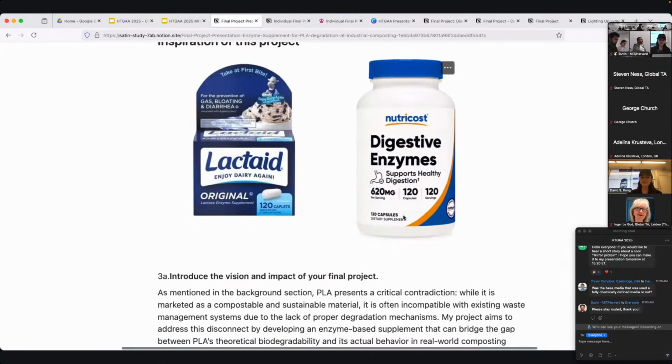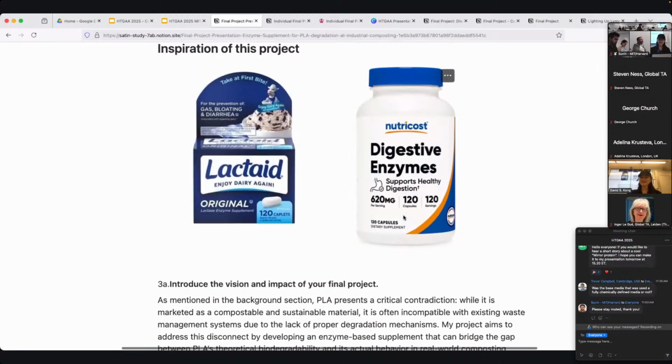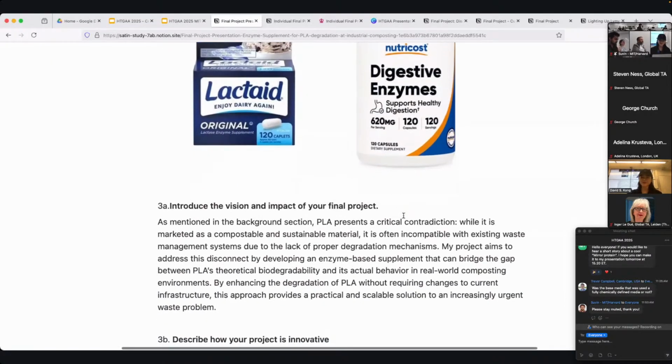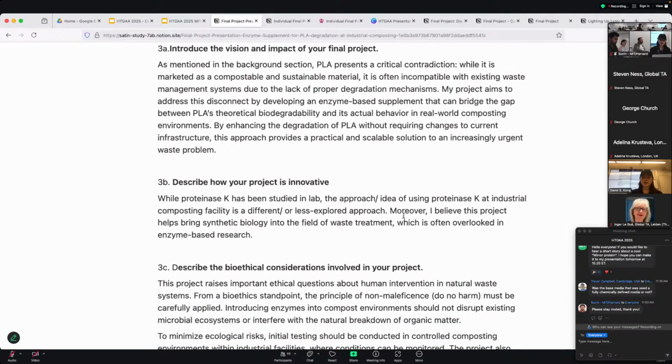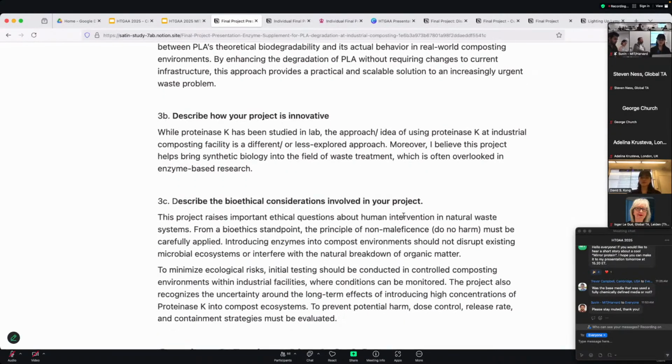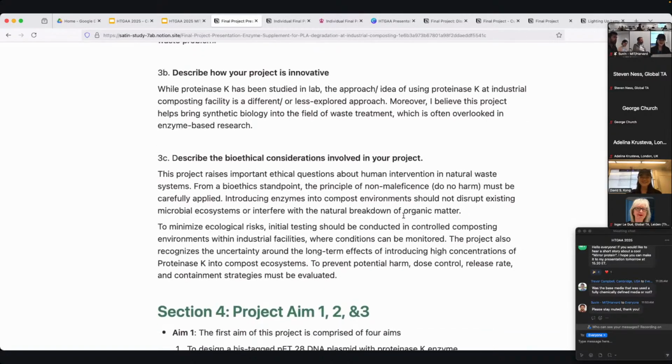For the vision and impact, I envision making a physical product that looks like an enzyme supplement for industrial composting facilities, hoping it can bridge the gap between PLA's theoretical biodegradability and actual behavior in composting environments. Also, without changing any current infrastructure, I hope this can be a practical and scalable solution to the urgent problem. For the bioethical consideration, this project definitely raises an important ethical question about human intervention in natural waste systems, so the principle of non-maleficence must be carefully applied.